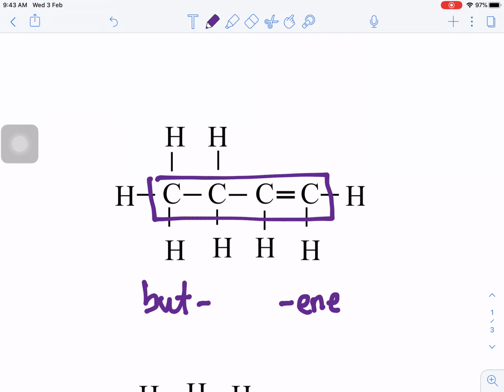Okay. So we number the carbon atoms from the end nearest to the carbon-carbon double bond. So we write this one is carbon 1, this one is carbon 2, 3, 4. We could number from the end here or here, but the carbon-carbon double bond must get the lowest number. So here at carbon 1, we have the carbon-carbon double bond. So the name is but-1-ene.